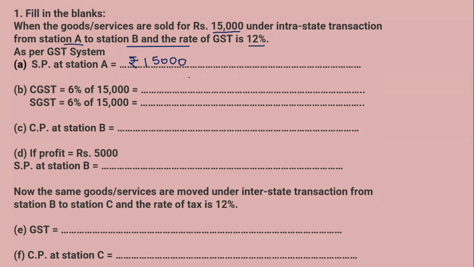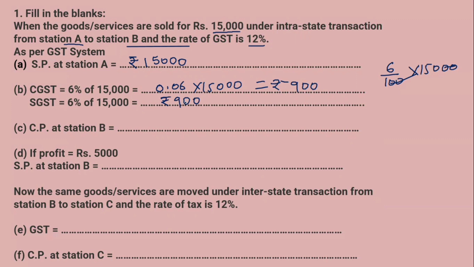Since it is intra-state, within the state, there will be CGST as well as SGST. So CGST is 6% of 15,000, which is 0.06 times 15,000. Or you can do it here: 6% is 6 by 100 times 15,000. Where these two zeros cancel, 15 sixes are 90. So rupees 900 is CGST. And SGST is also 6% of 15,000, so this is also rupees 900.